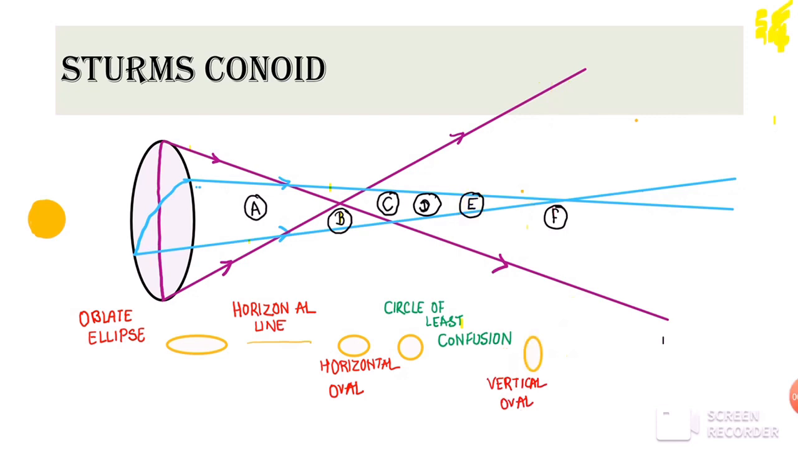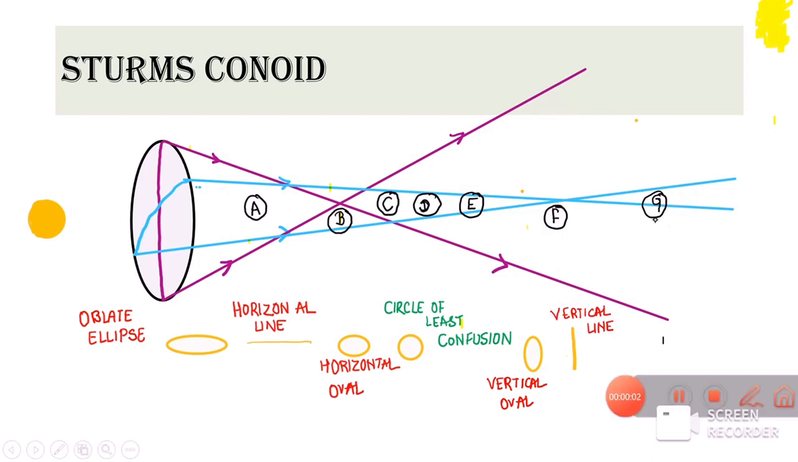Now what will happen if we stand at a point F? At the point F, what is happening to the horizontal meridian lines? The horizontal meridian lines are totally meeting with each other, whereas the vertical meridian lines are still diverging. So what are we going to get? We will get a straight vertical line at the point F, because the vertical rays are diverging.